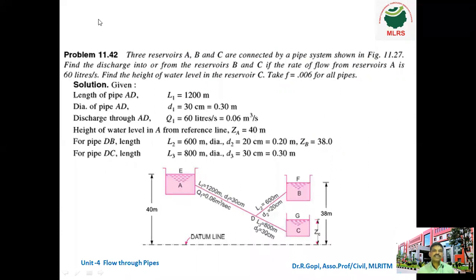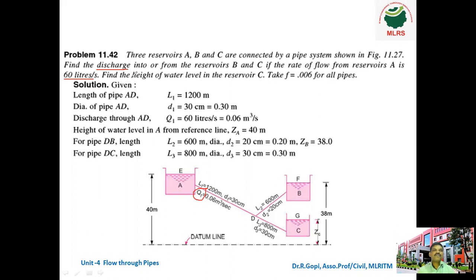Three reservoirs A, B and C are connected by a pipe system shown in the figure. Find the discharge. The first question asks for the discharge into or from reservoirs B and C. If the rate of flow from reservoir A is 60 liters per second, that means in this pipe Q1 is given as 60 liters per second, but we need to calculate Q2 and Q3. This is the first question.